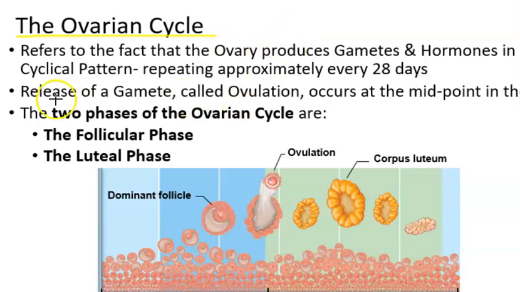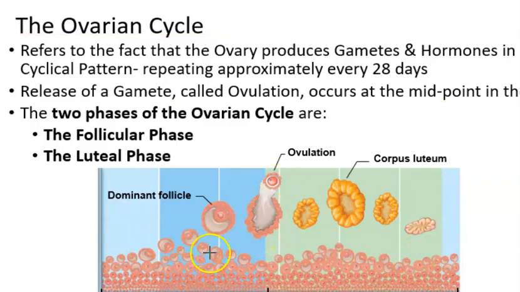The ovarian cycle includes releasing a gamete, called ovulation, and that occurs at the midpoint in the cycle, approximately at day 14. This picture shows the release of a gamete. Now the ovary is not the thing that's releasing it. The structure that's actually releasing the ovum or the oocyte is called a follicle, and we'll come back to that.